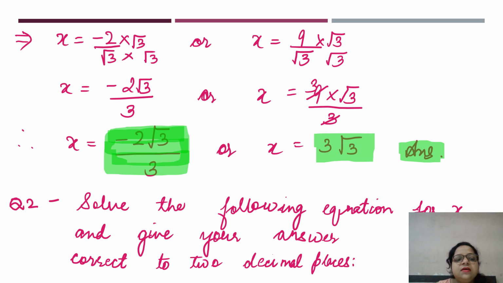Now coming to question number 2. Solve the following question for x and give your answer correct to 2 decimal places. Okay. After the decimal, there should be 2 numbers. Okay.